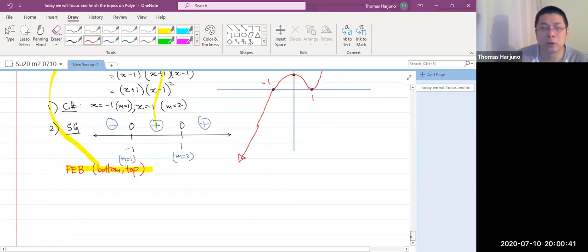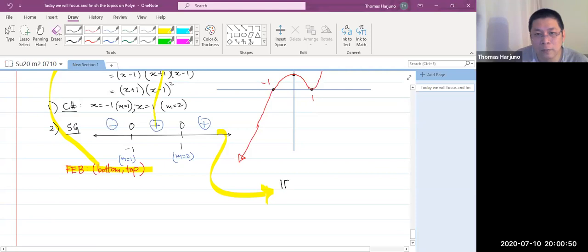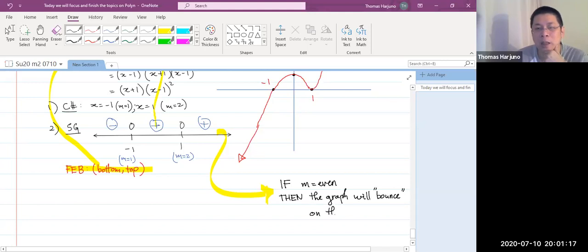Okay. Now, we see from here a further conclusion: if the multiplicity is even, then the graph will bounce at that x-intercept.